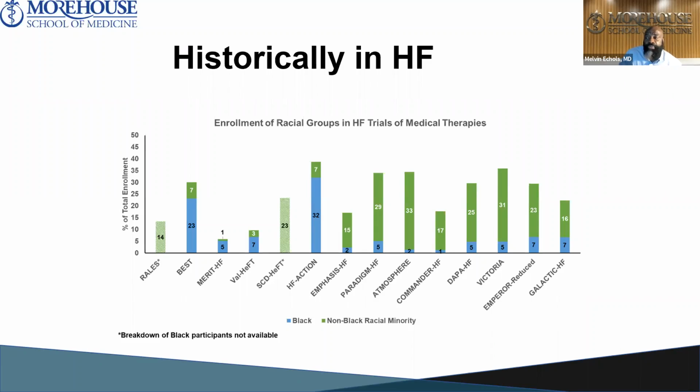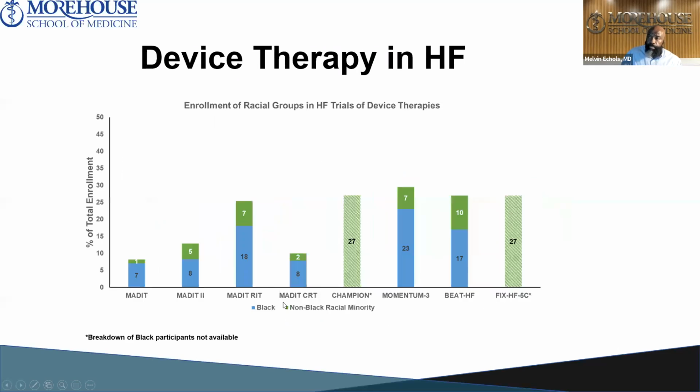So historically in heart failure, when you look at Black versus non-Black minorities, you can see for the most part, the enrollment actually clearly happens mostly by other non-Black underrepresented participants. There was HF Action, there was BEST. These were two major trials that had a significant number of African-American clinical trial enrollment, but as you can see, others are about the same, averaging about 5% or so across the board. So it's important.